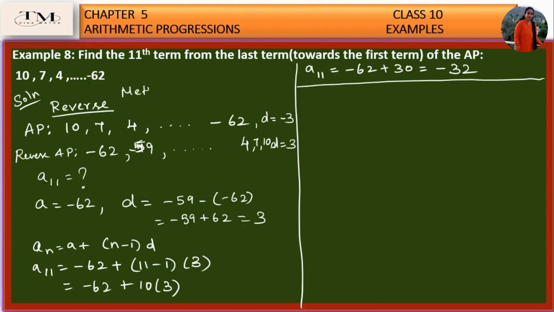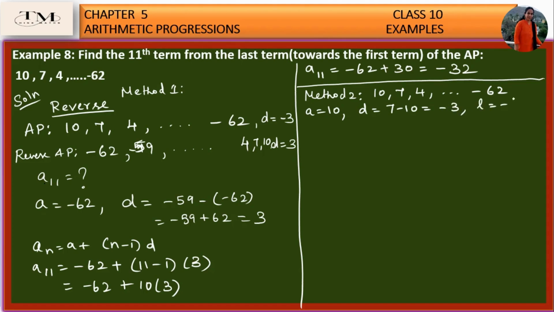So this is the first method, by reversing. So method 2, we have to use the given AP. So it is 10, 7, 4, ... minus 62. So here A is equal to the first term 10, D is equal to 7 minus 10 equal to minus 3. Here L is equal to the last term, minus 62. For this we have to find how many terms are there. From there we have to find the 11th term.